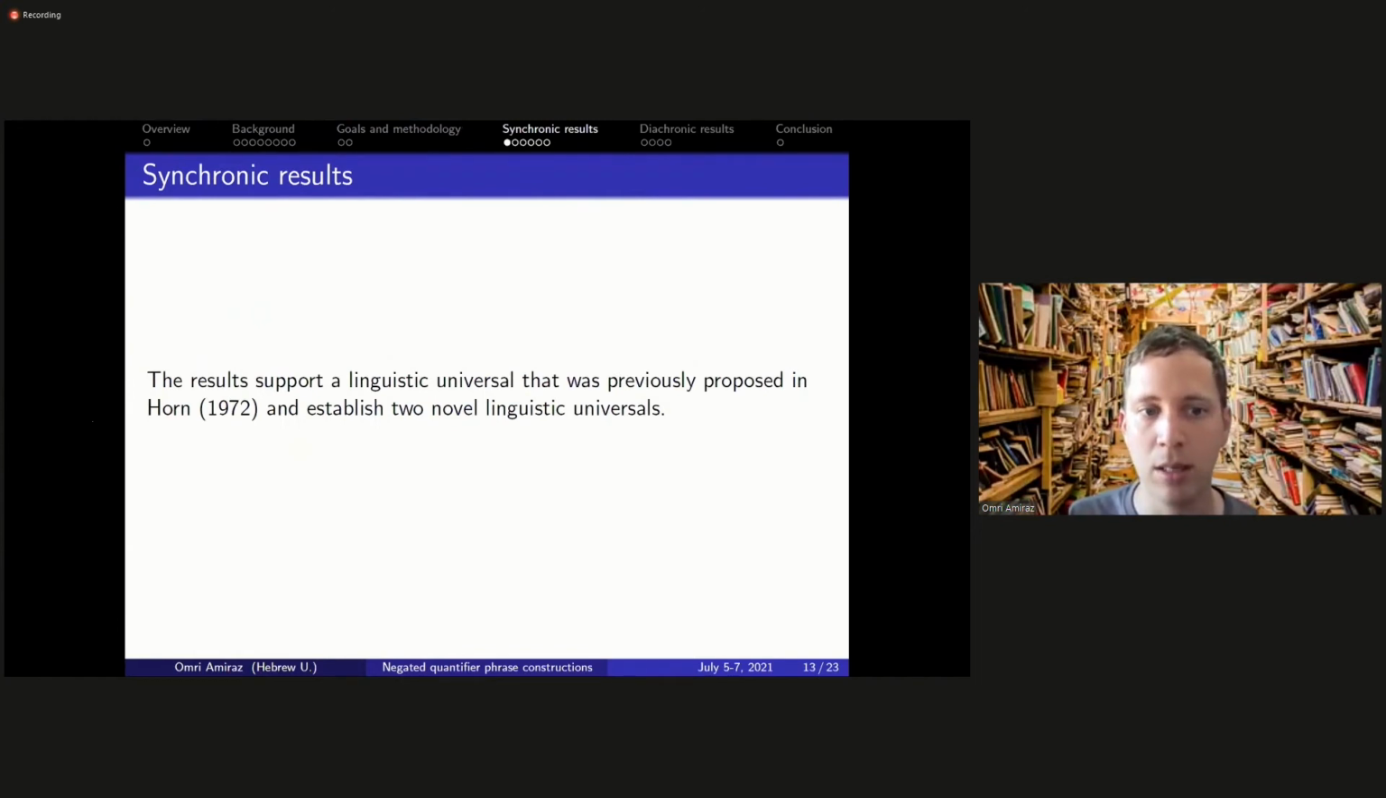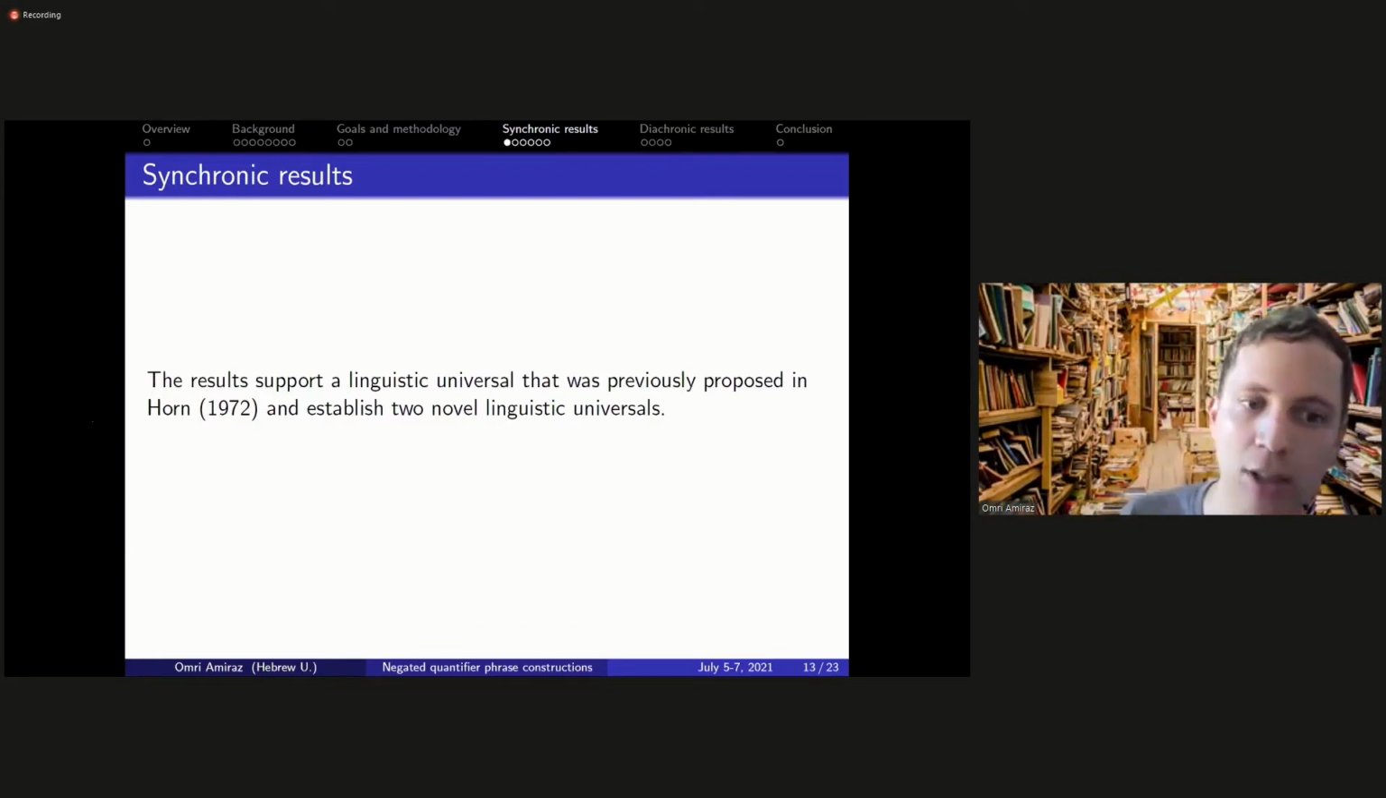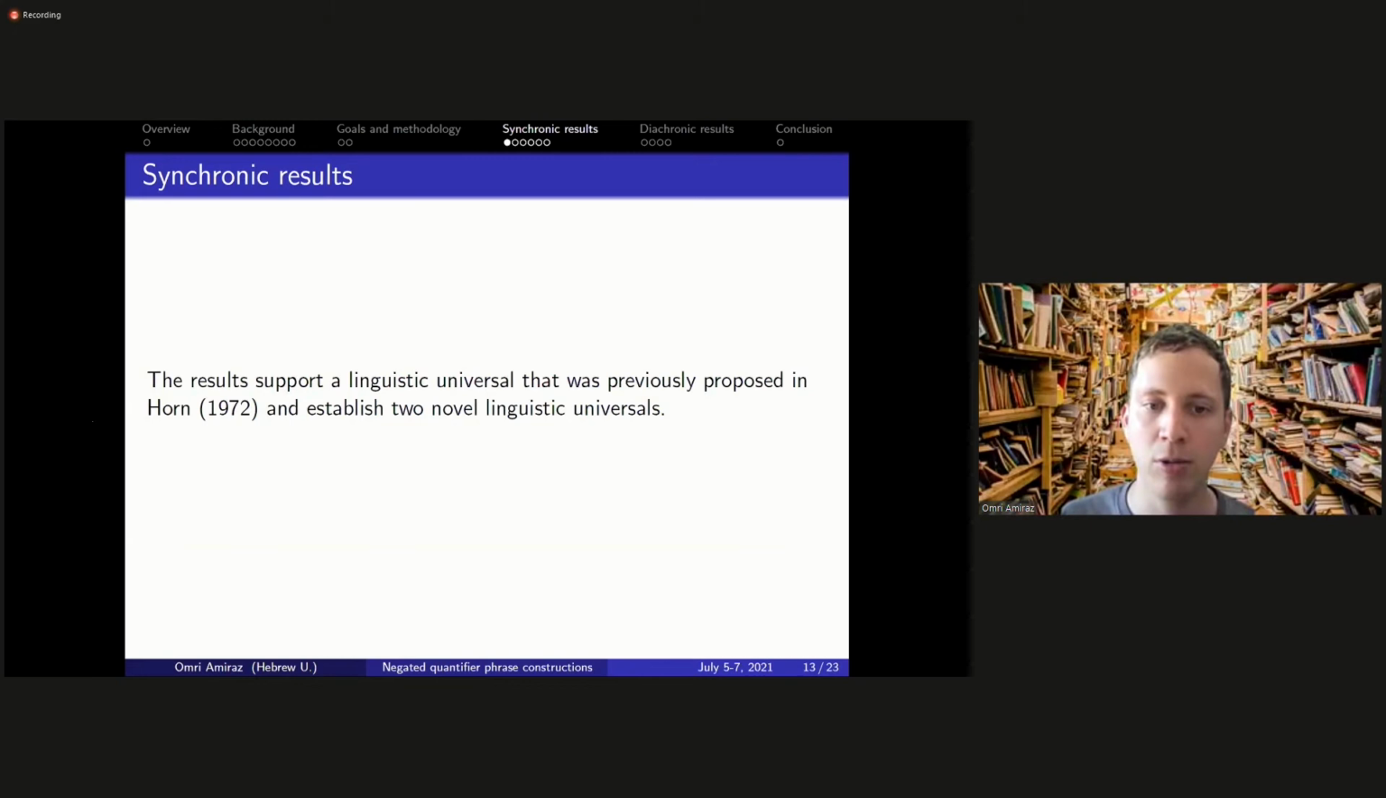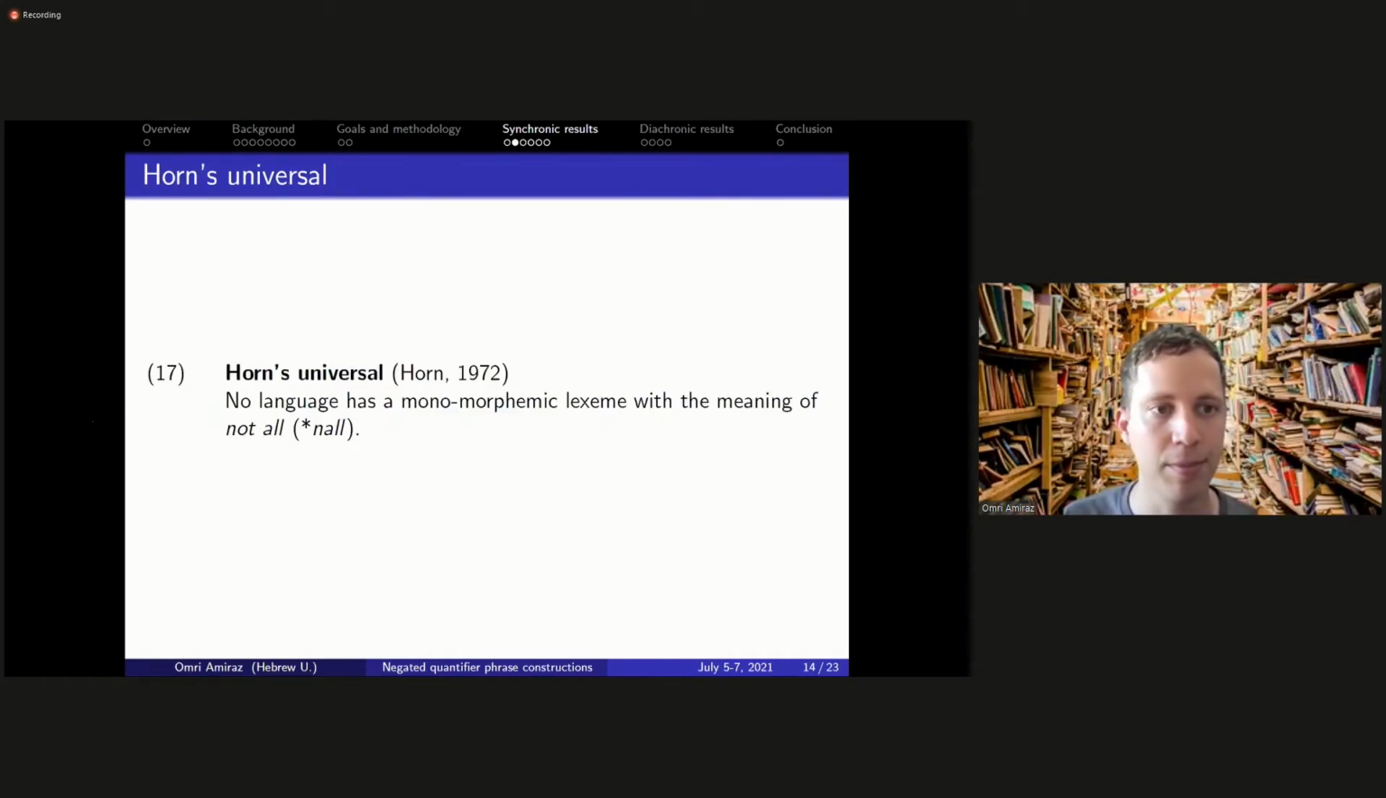The results support a linguistic universal that was previously proposed by Larry Horn in his dissertation and establish 2 novel linguistic universals. So Horn's universal says that no language has a monomorphemic lexeme with the meaning of "not all." So there's no language that has something like "nall."